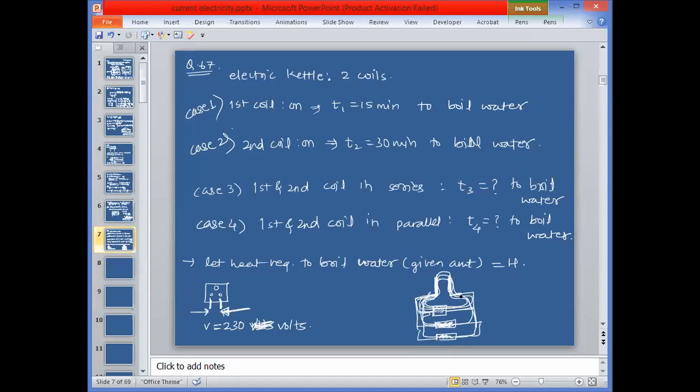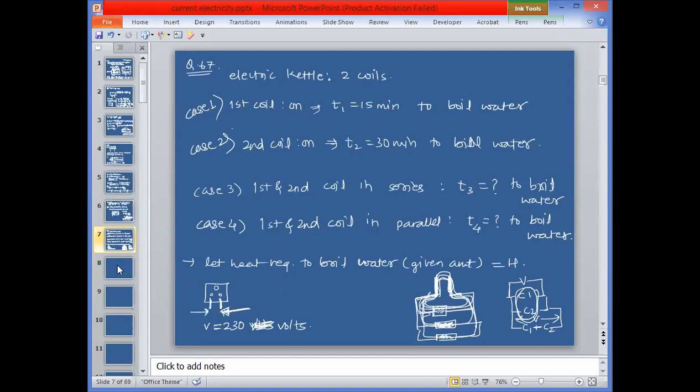Okay, so for all the 4 cases, when the first coil is used, it will have potential difference V. When only the second coil is used, it will again experience the same potential difference V. When both coils C1 and C2 are in series, even then C1 and C2 together will experience a potential difference of V. And when both coils are in parallel, even that parallel combination will experience the same potential difference V.